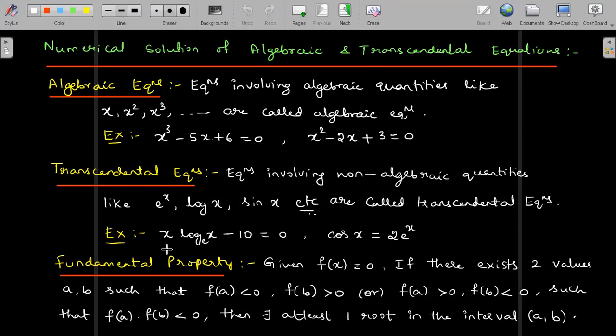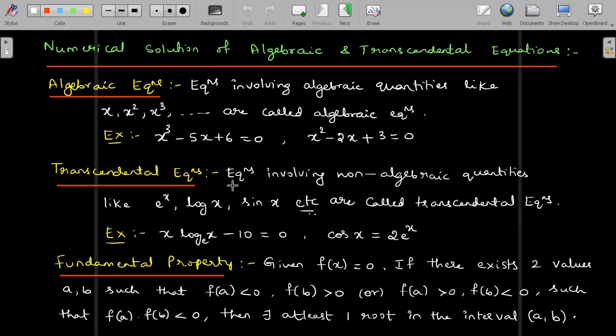Say for example, x log x to the base e minus 10 is equal to 0, cos x is equal to 2e power x. So we observed trigonometric term is involved in the second equation. The first one, logarithmic expression is involved. So such equations are called transcendental equations.